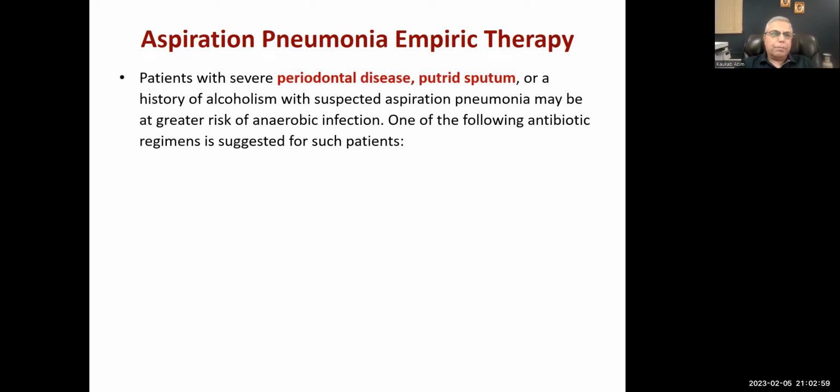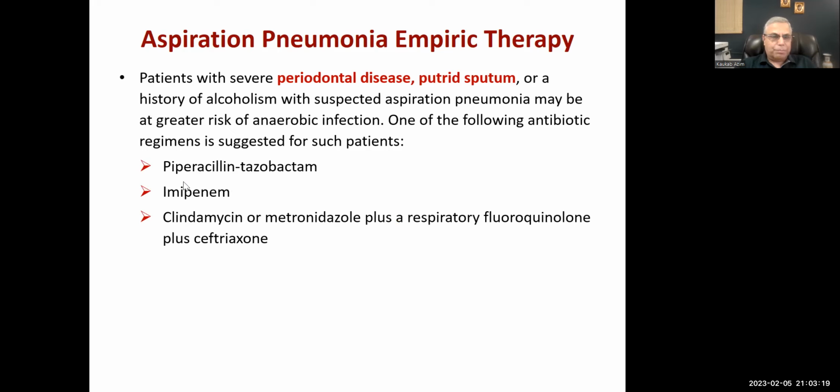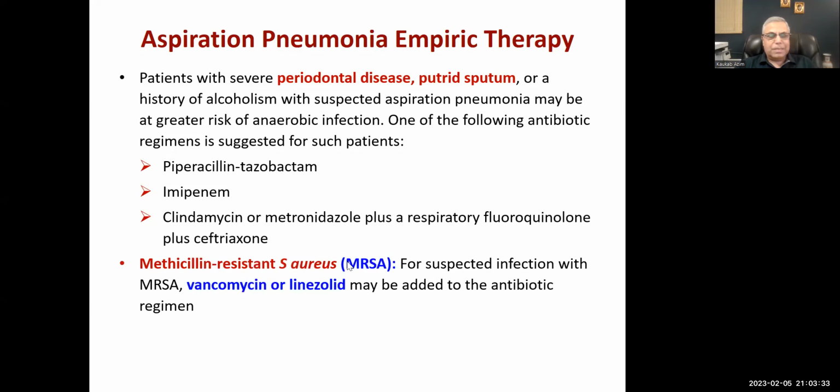So aspiration pneumonia: patients with severe periodontal disease, putrid sputum, putrid means bad smelling, or a history of alcoholism with suspected aspiration pneumonia may be at greater risk of anaerobic infection. One of the following antibiotic regimens is recommended: piperacillin tazobactam, imipenem, and clindamycin or metronidazole plus respiratory fluoroquinolone plus ceftriaxone.